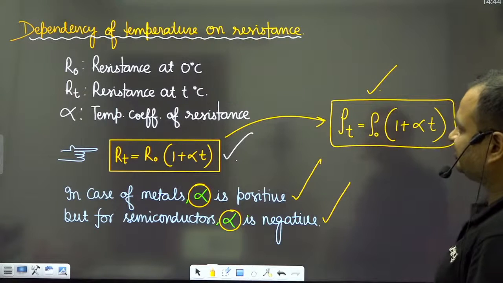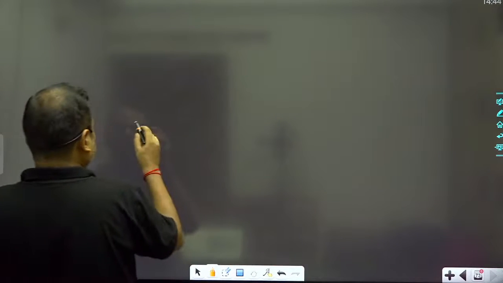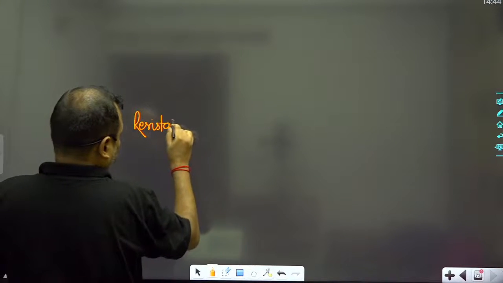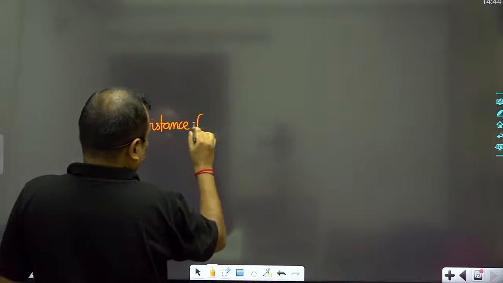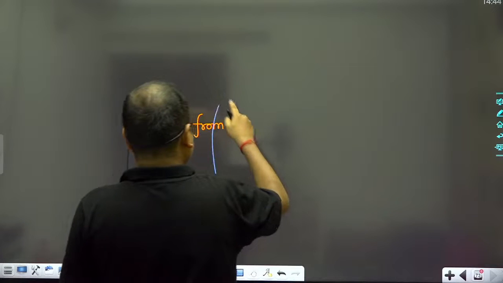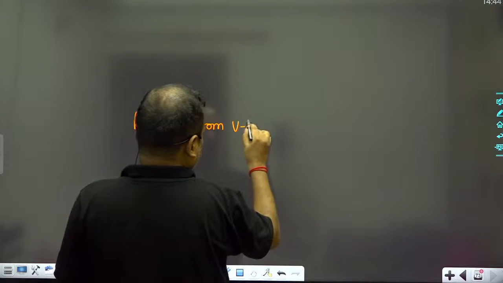Now let's move ahead. What is the resistance of a metallic wire having a VI characteristic? Resistance from VI characteristic.